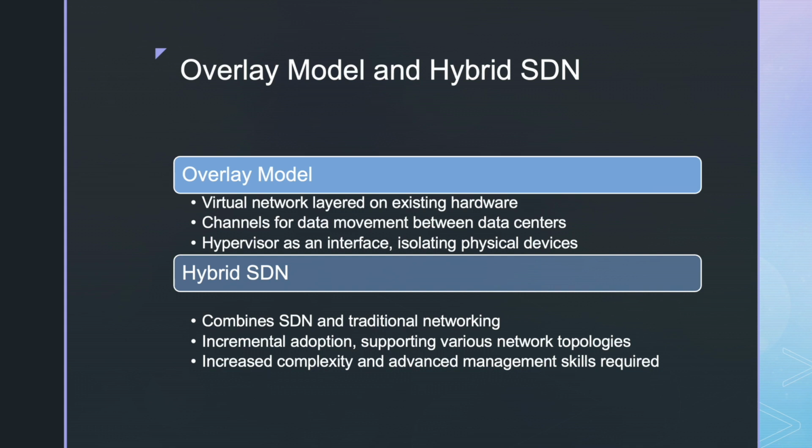The hypervisor acts as an interface between physical devices and the virtual network, while hybrid SDN is a combination of SDN and traditional networking. It optimally assigns protocols for different types of traffic, allowing gradual adoption into legacy environments. It supports various network topologies, but demands advanced management skills.